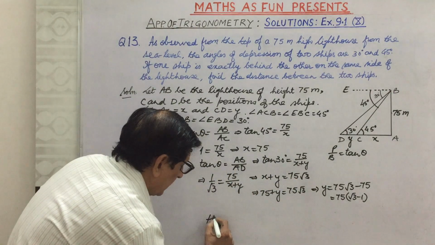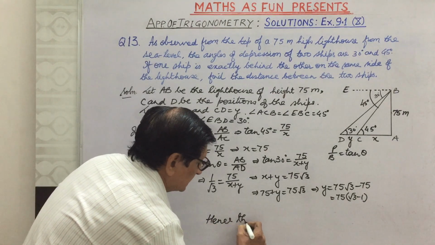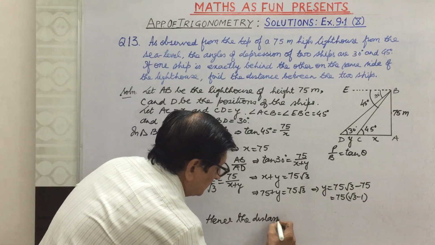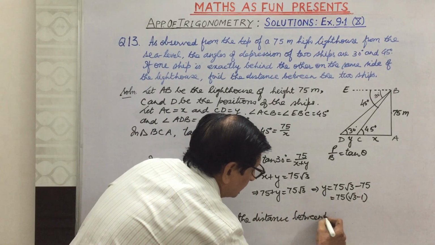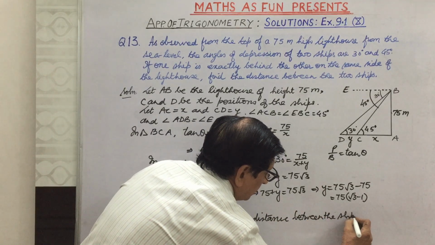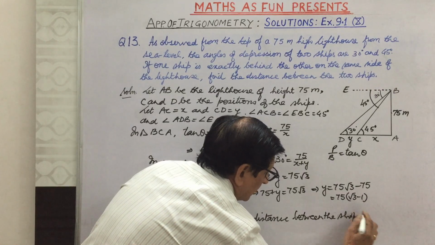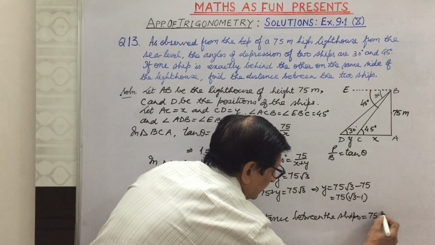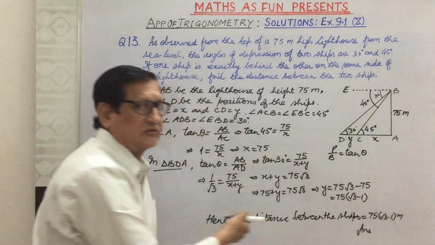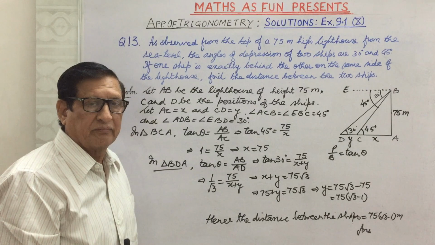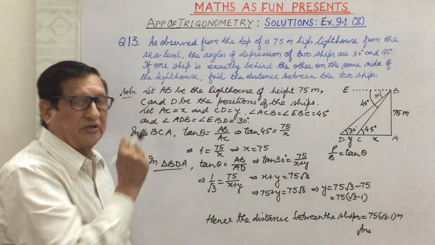So we can write, hence the distance between the ships is equal to 75 into root 3 minus 1 meter, which is the answer to the problem. Now we will proceed to question number 14.